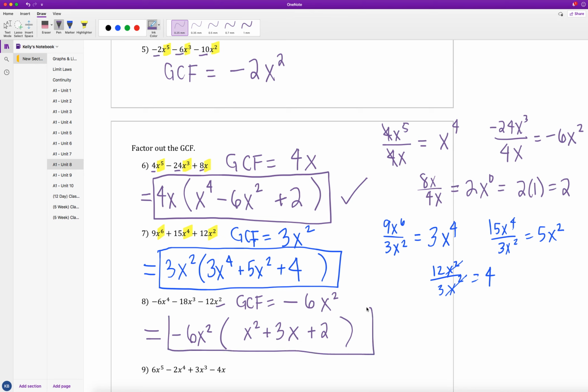And you might be starting to notice this pattern of the fact that all of my last terms should not have any x's left over inside the parentheses, otherwise we would not have taken out our greatest common factor.